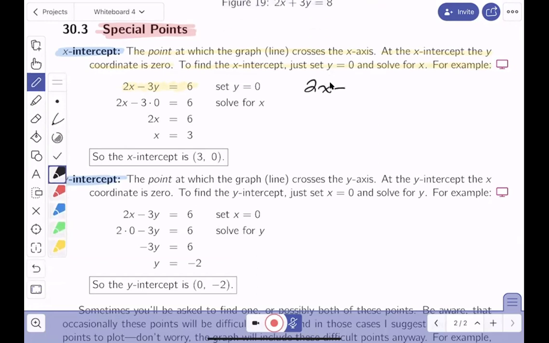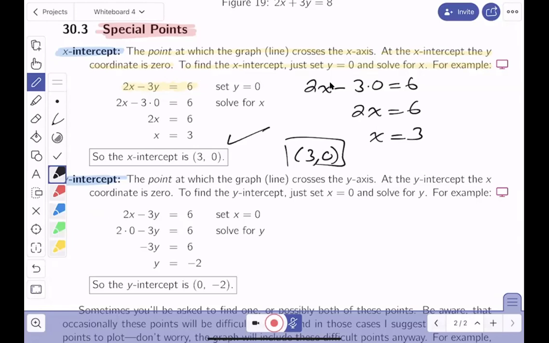2x minus 3 times 0 is equal to 6. 2x is equal to 6. X is equal to 3. Okay, so what's the x-intercept? X is 3 and y is 0. That's the x-intercept. It's a point.